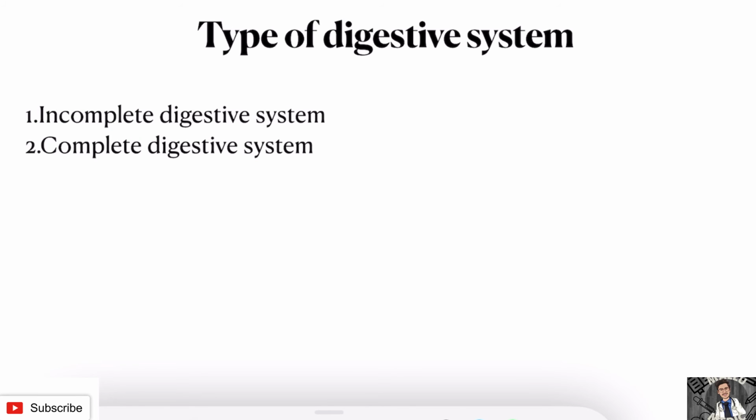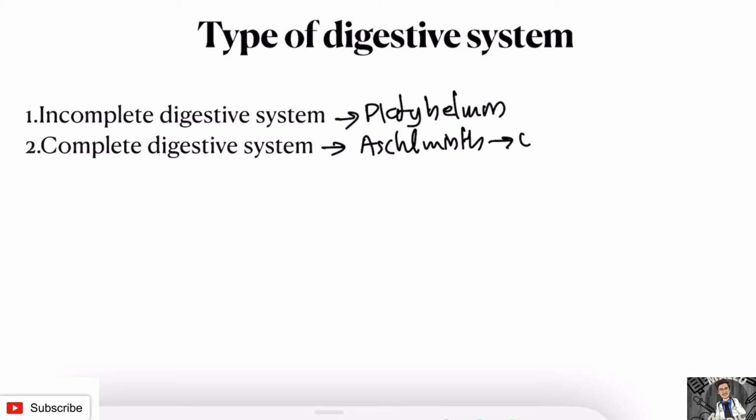Now, let us see the division based on the type of digestive system. So we have incomplete digestive system and complete digestive system. In incomplete digestive system, the organ level of organization was seen from which phylum? Platyhelminthes. So incomplete digestive system is seen in some Platyhelminthes, which we also call flatworms. And complete digestive system is seen in what? Aschelminthes to Chordata. So are you getting the classification right?